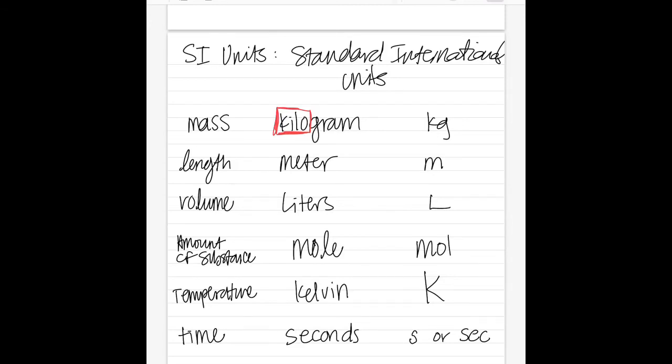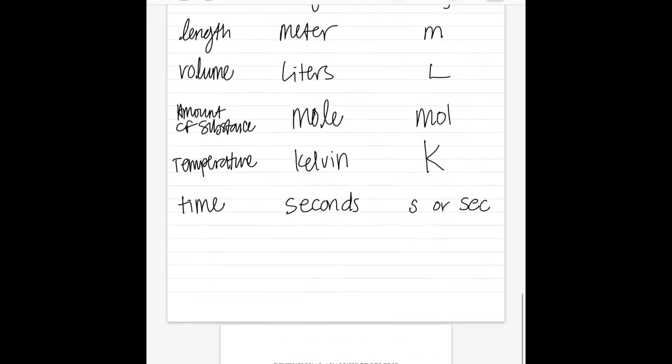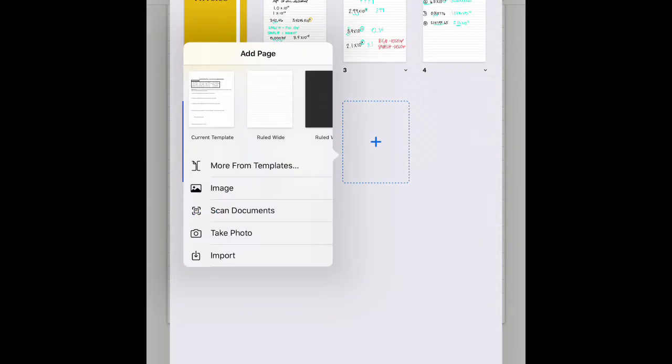So let me give you, I got to put another page in here. Y'all hold on just a second. Let me put another page in here.